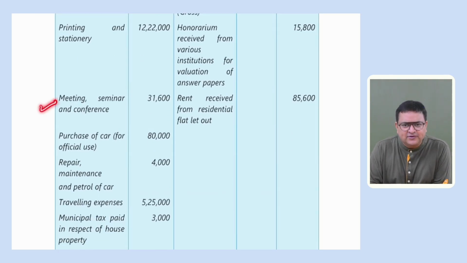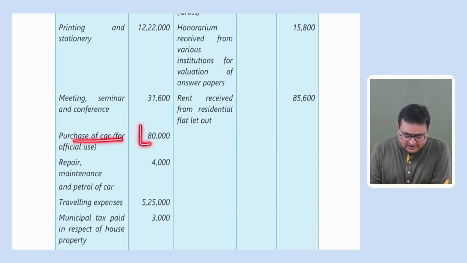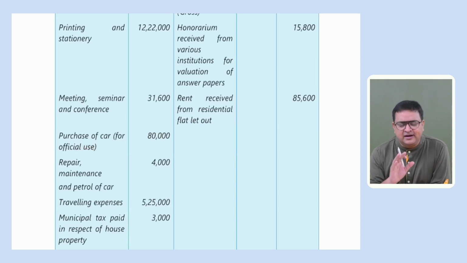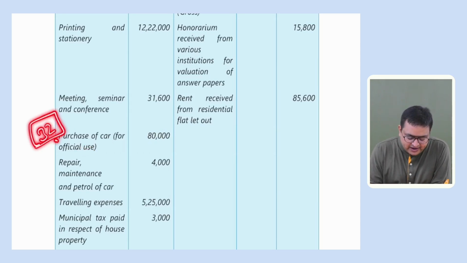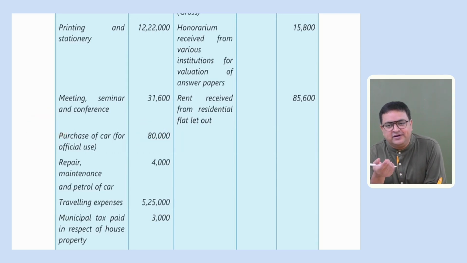Meeting, seminar and conference, no issue. Seems to be an allowable expense. Purchase of car, is it allowed? No, it's a capital expenditure. You should claim depreciation on it. So if you have purchased a car for 80,000 rupees, it is not an allowable expense. Why? The car is for official use, understand, but it is a capital expenditure. Claim depreciation under section 32, right? You don't have to allow this 80,000. Instead, you should claim depreciation on it, right?